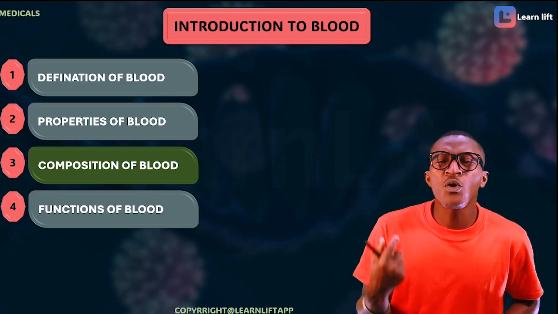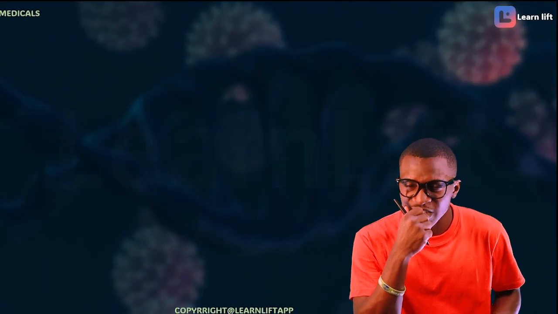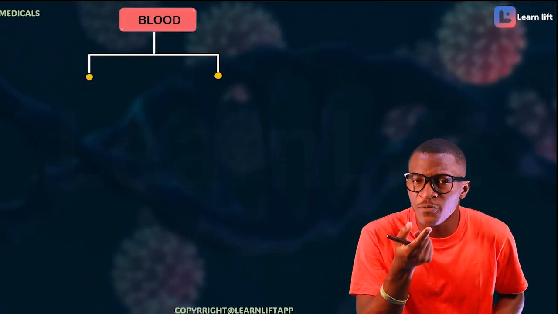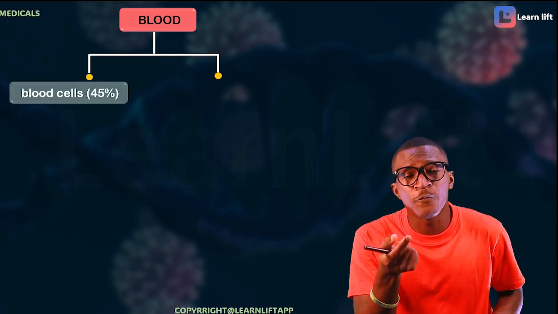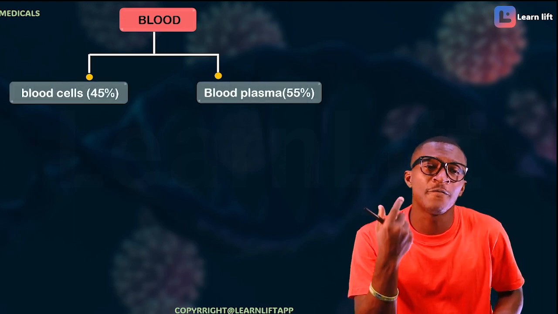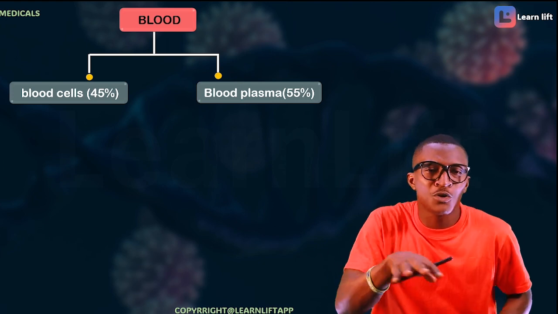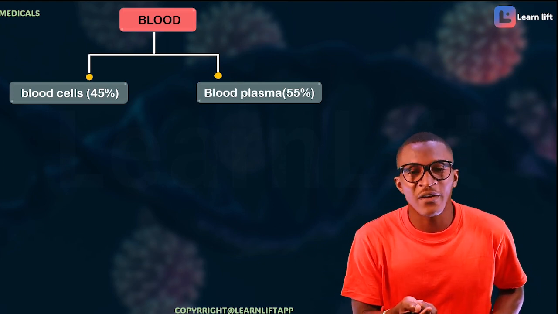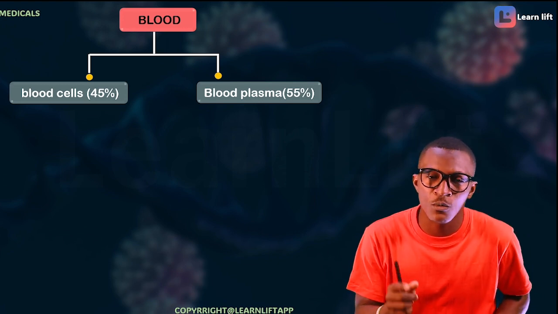Now let's go to what blood is composed of. I would like you to know that blood comprises two things. You should know this before. It comprises 45% blood cells and 55% plasma. When you were in secondary school or high school and gave the definition of blood: blood consists of 45% blood cells and 55% blood plasma.